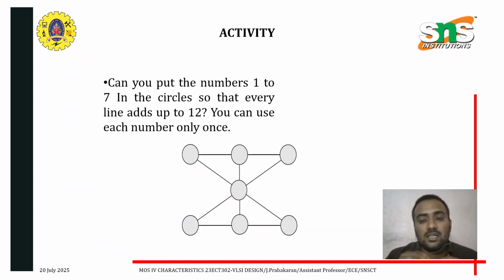Then let me do one activity. Here you can see the diagram. Can you put the numbers 1 to 7 in the circles so that every line adds up to 12? You can use each number only once. Okay, you can comment me your answer.